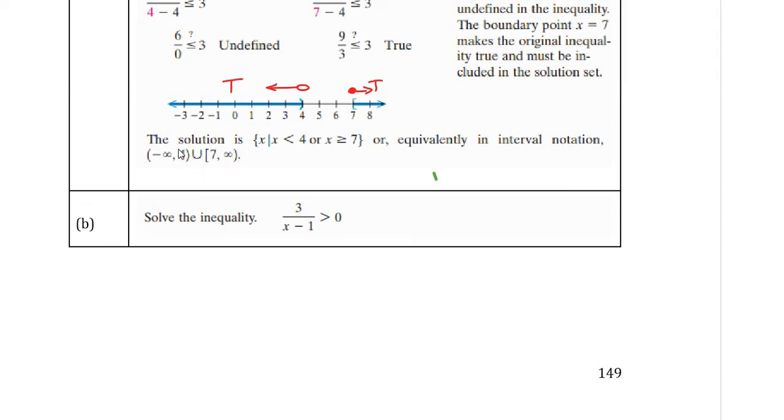So if we answer finally in set builder form, that will be our answer: x is less than 4 or x is greater than or equal to 7. And then remember, if we answer in interval notation, then our solution will be not inclusive for the 4, but the final answer will be from minus infinity to 4, together with 7, which is inclusive, all the way to infinity.